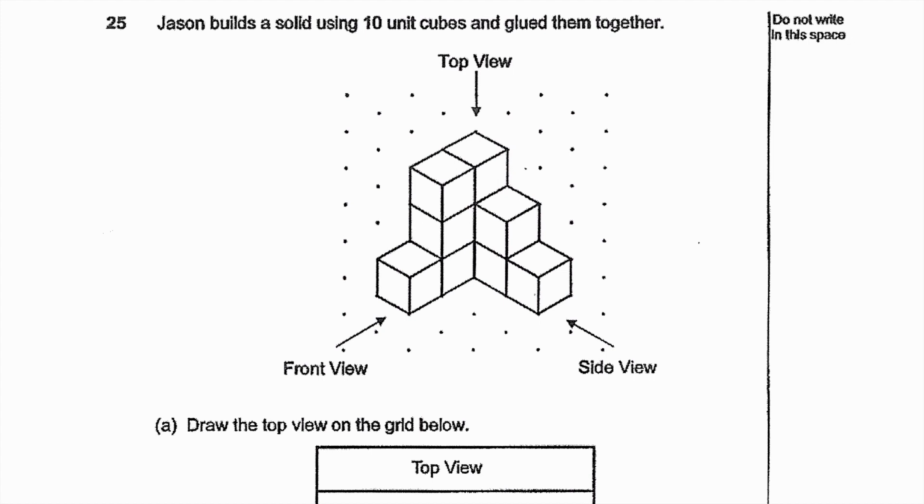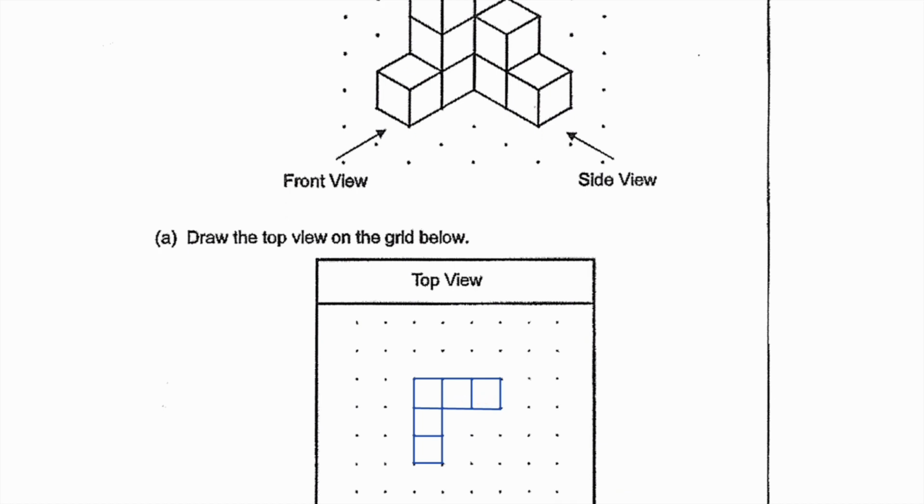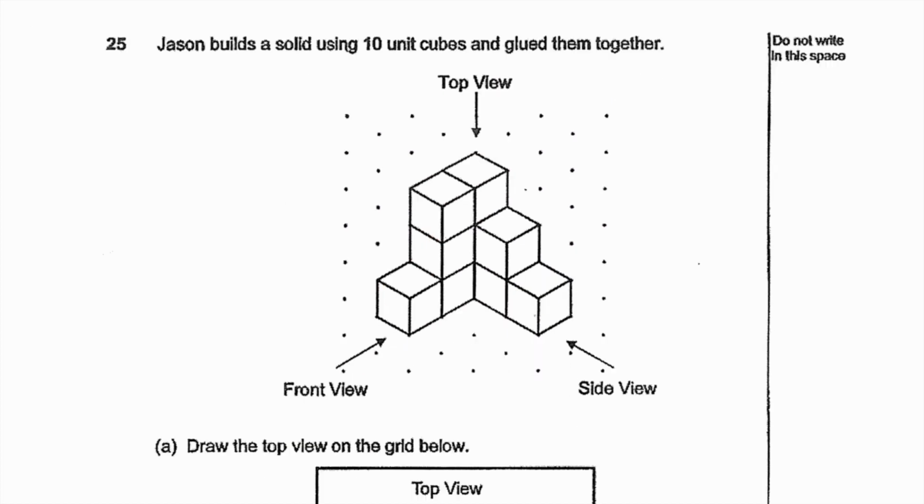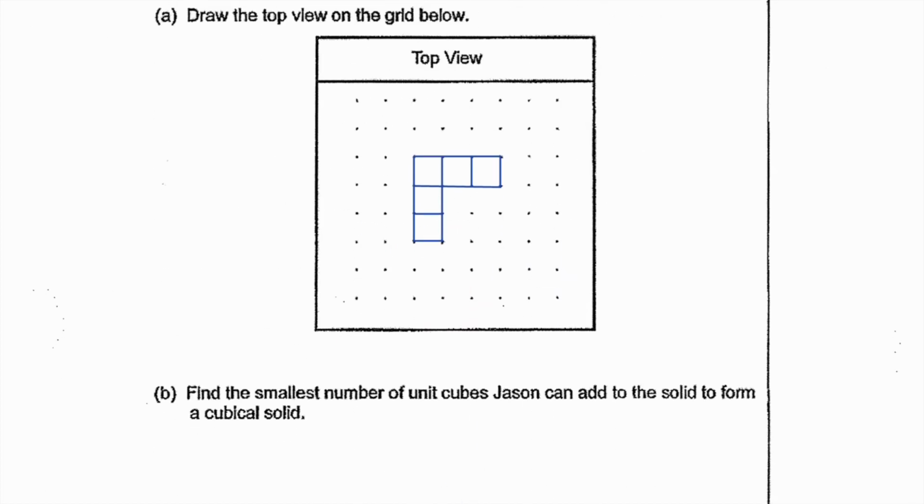And not just that, you must take note of the front view, where we are looking from in front. So we are going to see 3 and then two more sticking out to the right of it. So you have to pay attention not just to the top view, which is what they want, but also where's the front. Find the smallest number of unit cubes Jason can add to form a cubical solid.